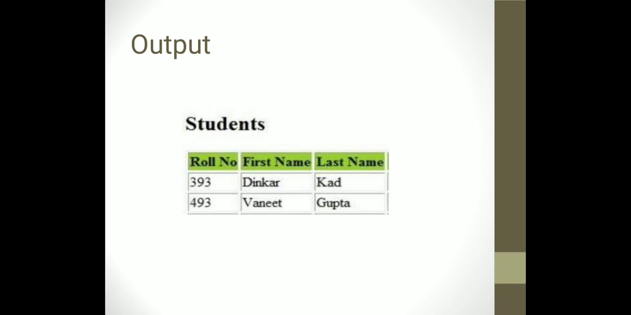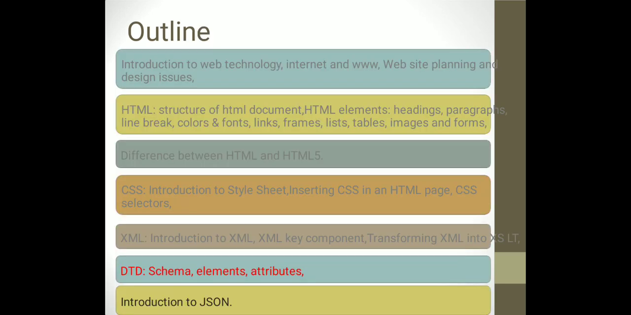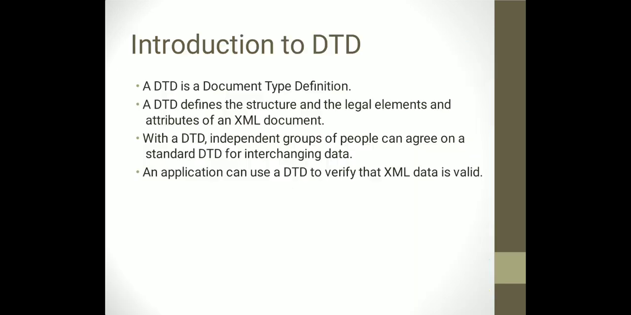Then the output, how it will be displayed to user, that is shown here. Then the DTD, which includes schema, elements, attributes, that we have seen. So DTD is simply document type definition, and it defines the structure and the legal elements and attributes of any XML document. So with DTD, independent groups of people can agree on a standard DTD for interchanging any data, and an application can use a DTD to verify that XML data is valid.